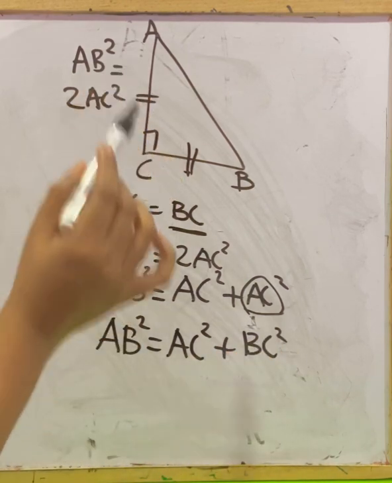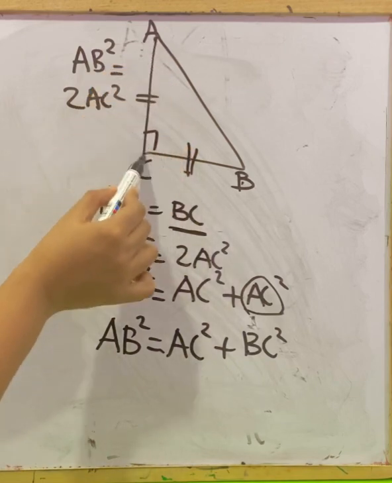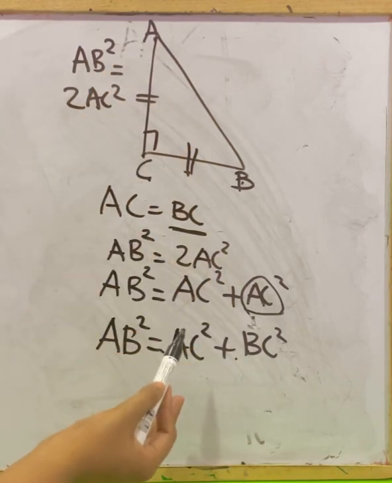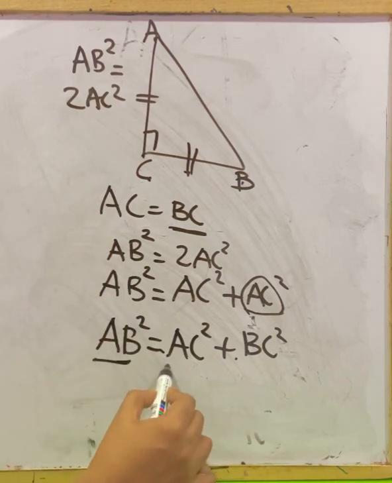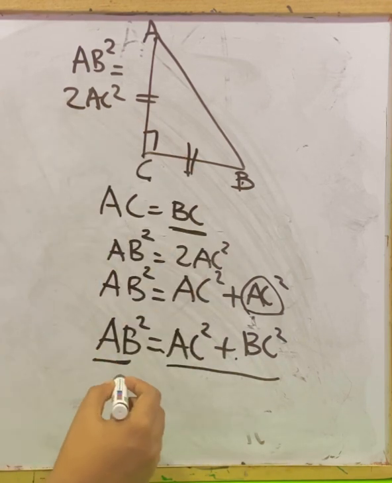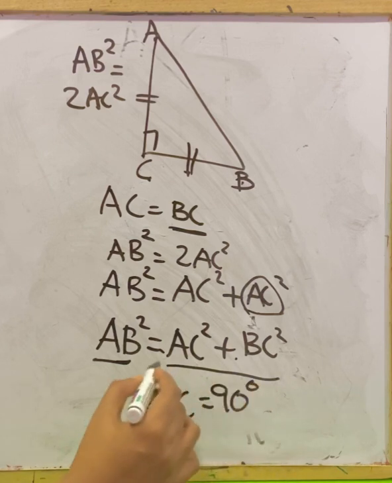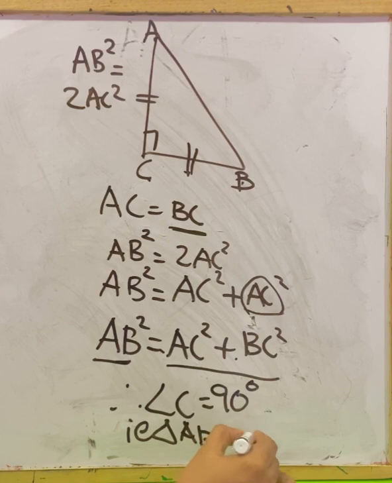Now look at the figure. AB square is equal to AC square plus BC square, and it is the converse of Pythagoras theorem. That is, hypotenuse square is equal to base square plus altitude square. So by the converse we can say, therefore, angle C is equal to 90 degrees. That is, triangle ABC is a right triangle.